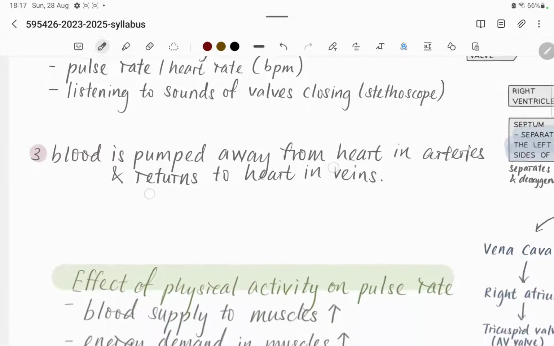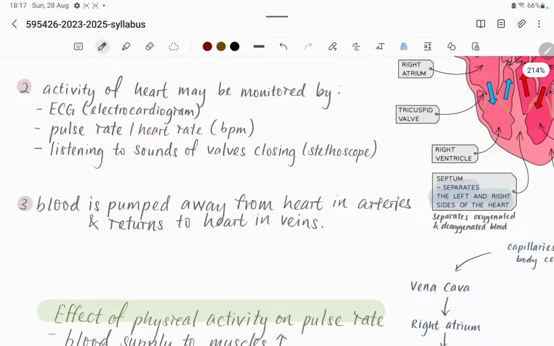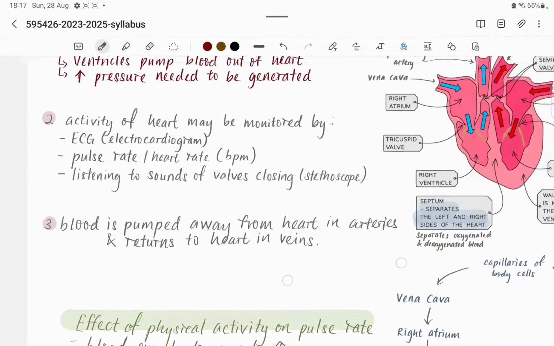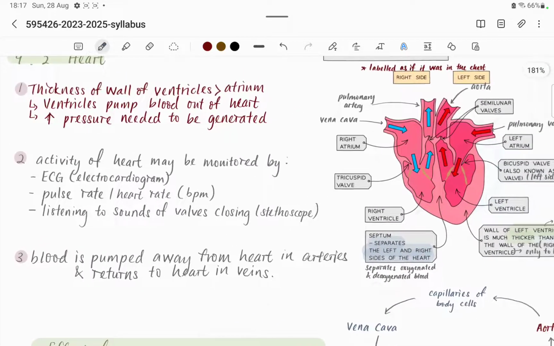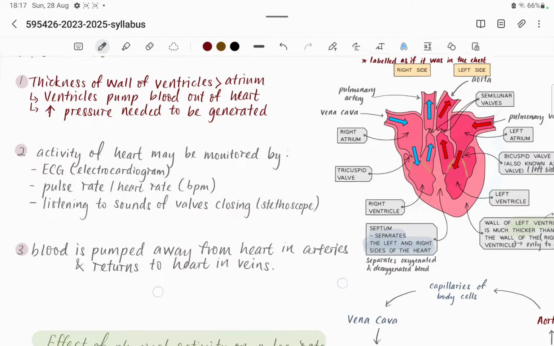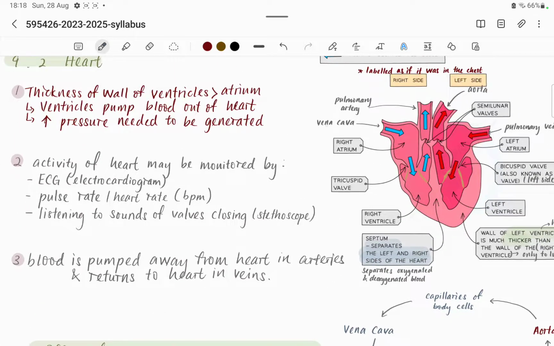Okay. Lastly, this one, blood is pumped away from heart in arteries and returns to heart in veins. So arteries one is always away from heart. And then back to heart one is vein. So vena cava is actually a vein. And then aorta is an artery.